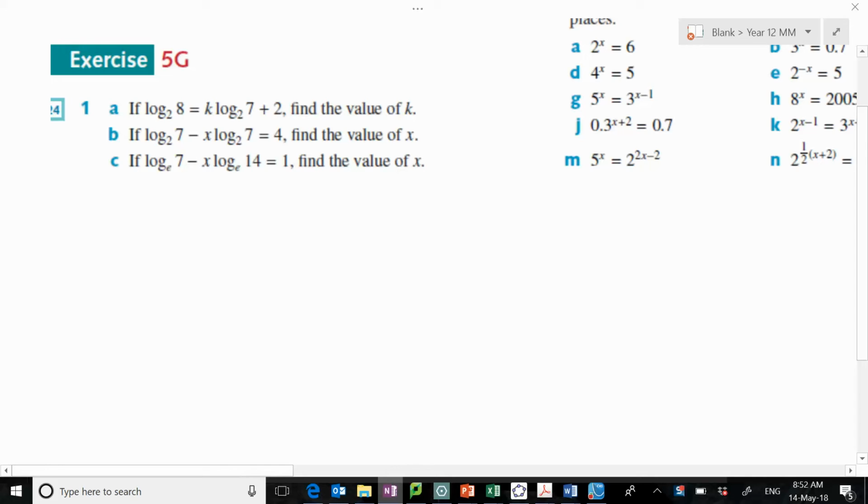And then you tell me what's an alternative way to solve for k. That's what you're trying to find. So let's have a look. I've got 1a. You've got log 2 of 8 is equal to k times log 2 of 7, plus 2.